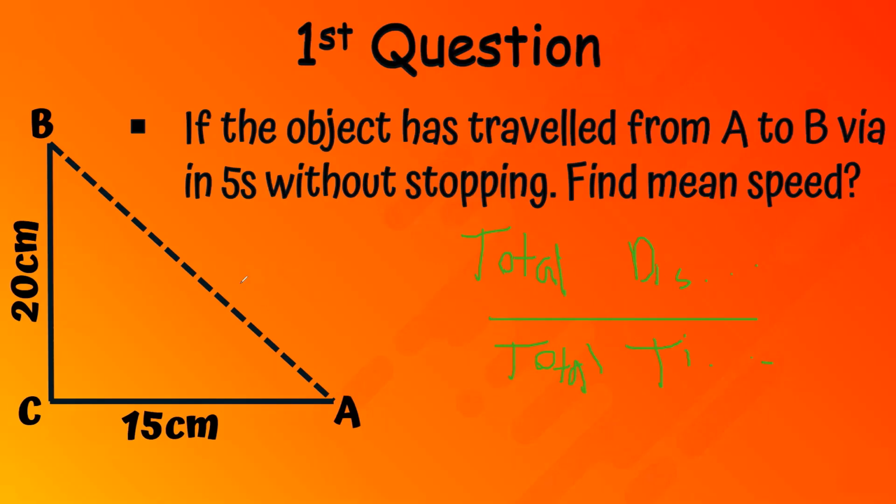So we calculated the total distance as 35 meters. Yes, not centimeters, meters. So mean speed means total distance divided by total time. 35 divided by 5 seconds equals 7, and the mean speed equals 7 meters per second. Our final answer is 7 meters per second.